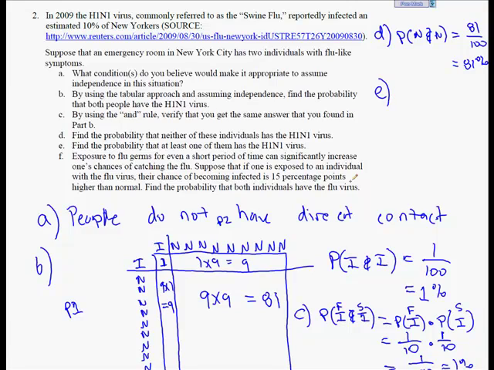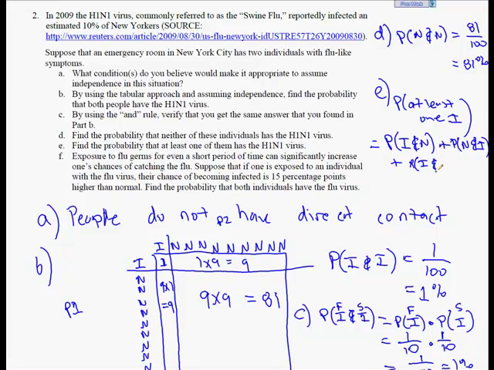Part E, find the probability that at least one of them has the H1N1 virus. Now remember, the probability of at least one infected is going to be all 3 of these situations where one or more of them is infected. So that's going to be the probability of infected and not infected: person 1 is infected, person 2 is not, plus the probability of the first person not infected and the second person infected, plus the probability of both individuals being infected.